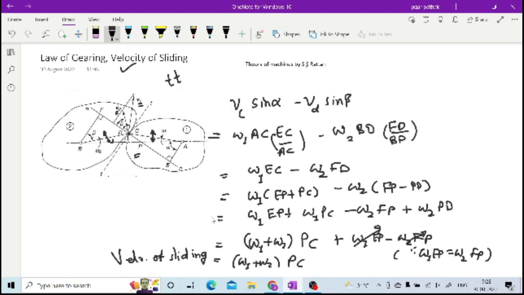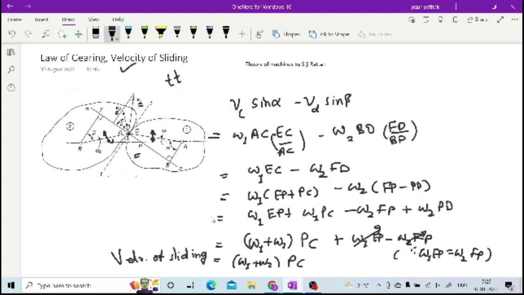See, just now we have derived that if you have a screenshot of that one, then you can check that omega 1 EP is equal to omega 2 FP. That is what we have just now derived in the law of gearing.